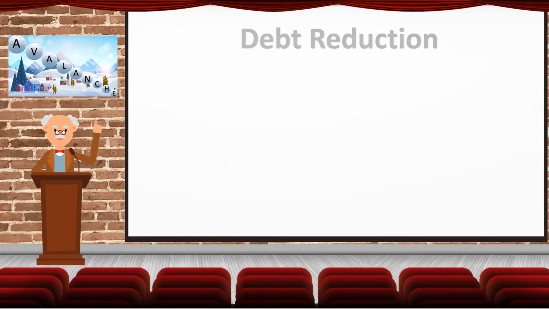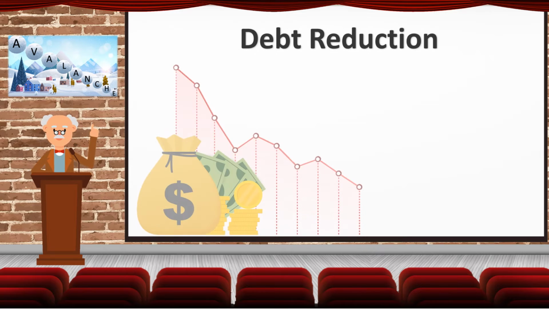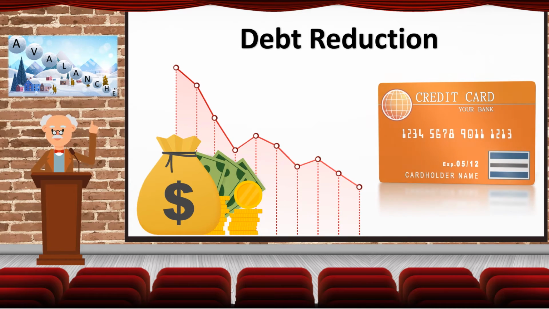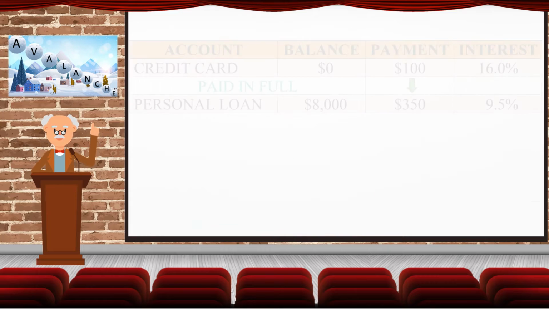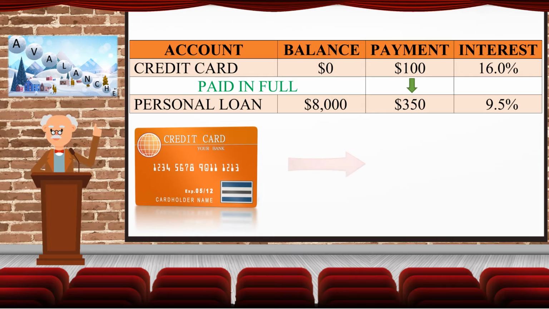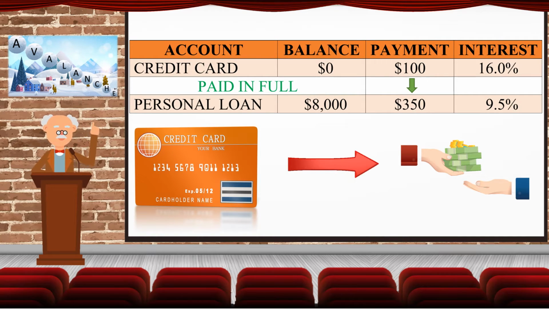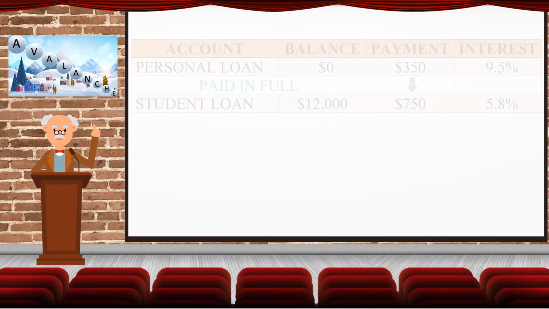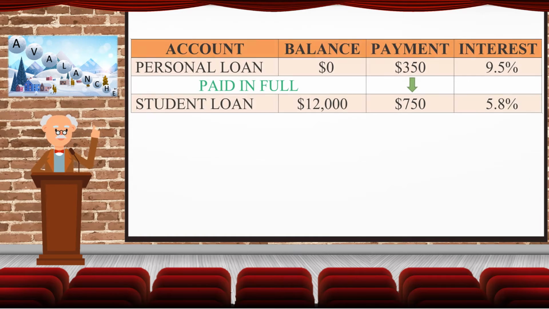Now that all debt accounts are listed in order, with the highest interest rate first, the debt reduction can begin, starting with the credit card. The minimum payment for the credit card is $100, and once it is paid in full, that minimum payment will be transferred to the next highest interest rate account, which is the personal loan. The minimum monthly payment for the personal loan was $250, but with the credit card payment being transferred, it is now $350.